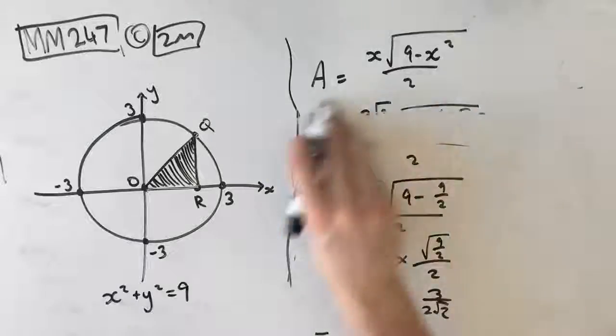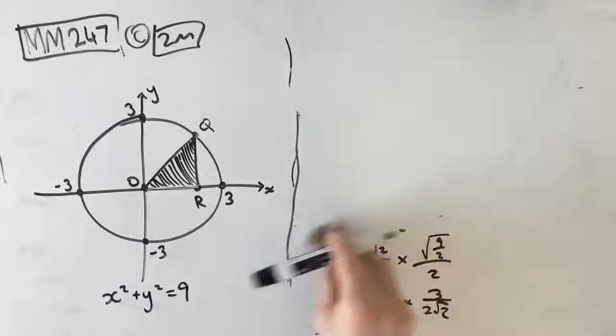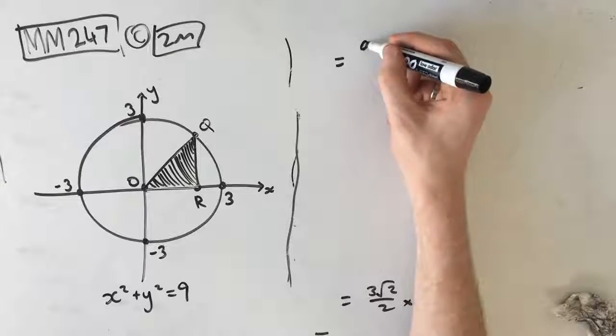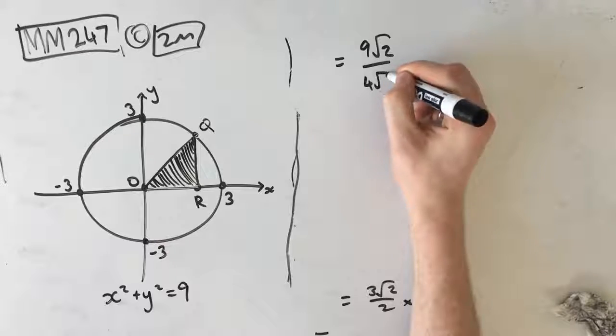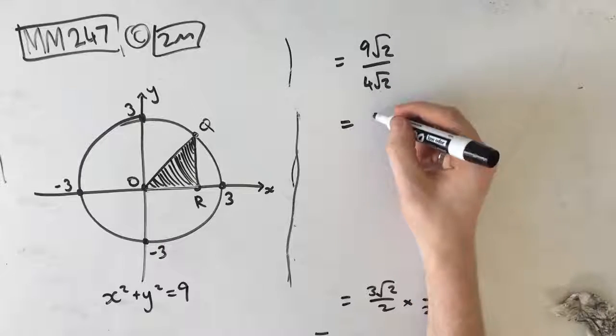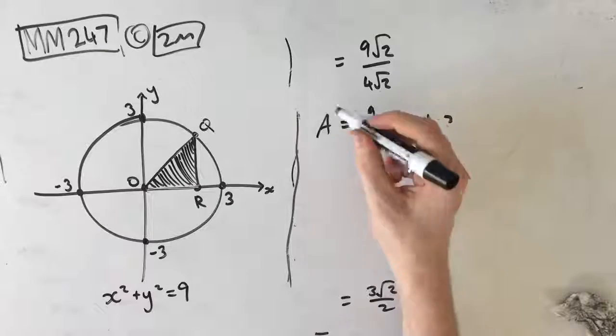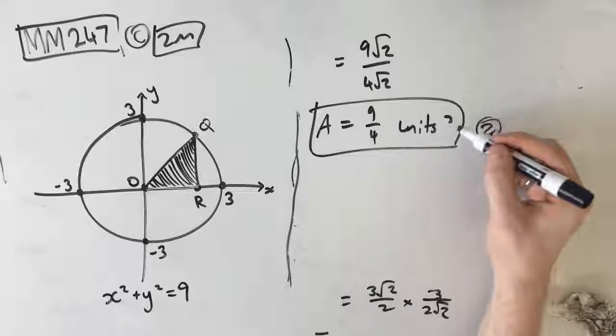And this is where your algebra skills and simplifying skills come in. This is actually a really good question to practice this on. So what we then get is 9 root 2 over 4 root 2, which is, root 2's can cancel, and we get 9 over 4 units squared. So that's going to be our maximum area. This is our second mark.